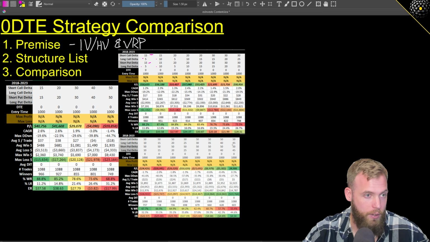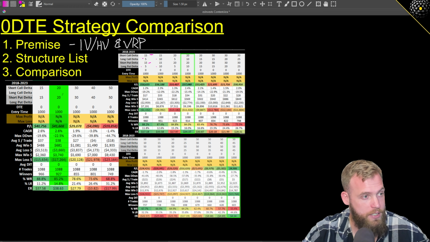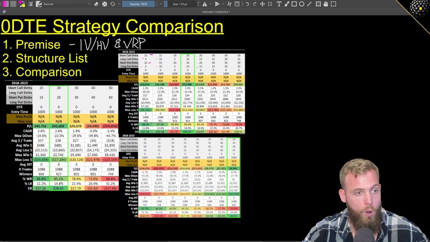So what do we learn here? Well, first, there are a couple big highlights. The 20 delta short strangle worked the best with no wings. Then when we're looking at what worked the best with wings, you have two choices.